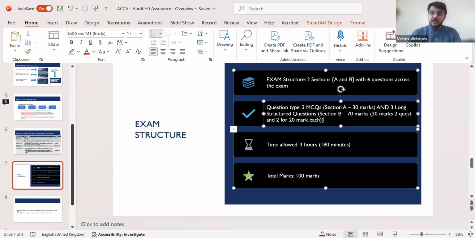The time allowed is 180 minutes, and this is something that we will definitely focus on during the course, which says stress, pressure, and time management, the most important area. That means you have 100 marks, 180 minutes. What do you have? 1.8 minutes per mark. Okay? So always keep this in mind.